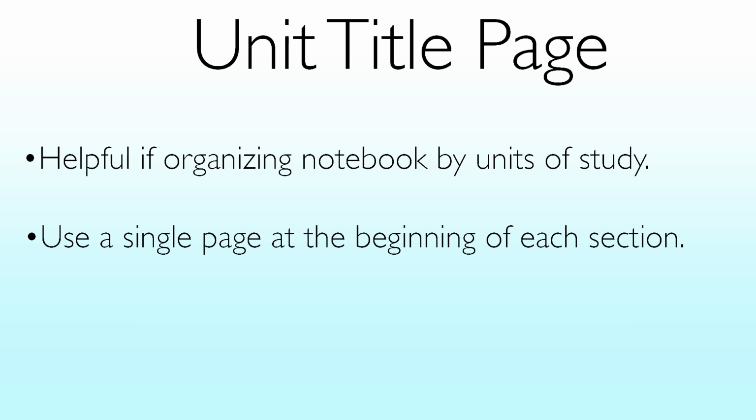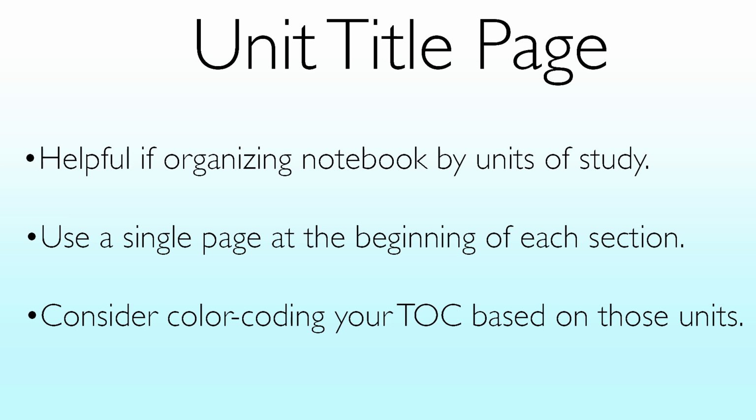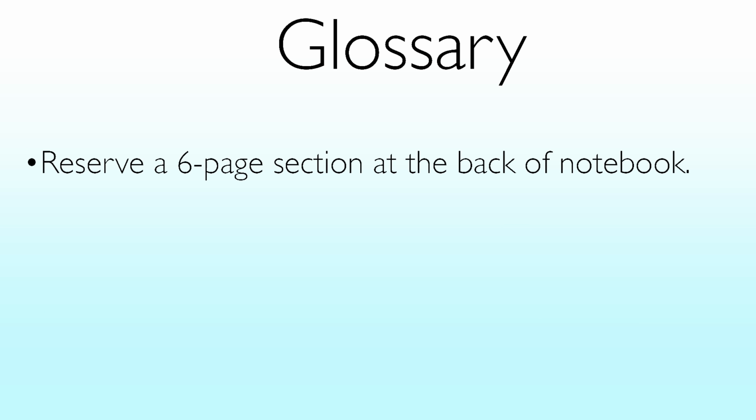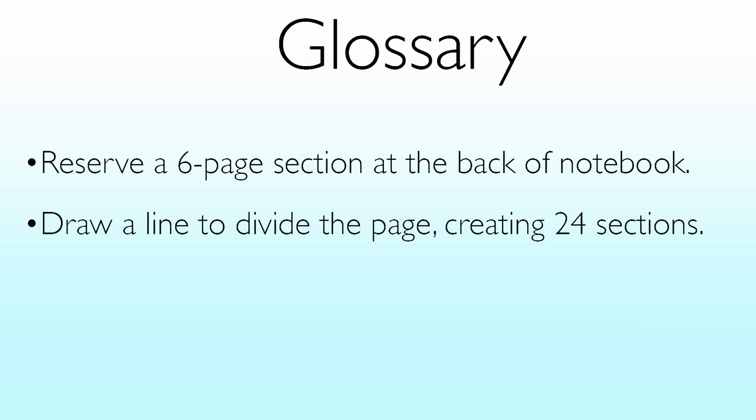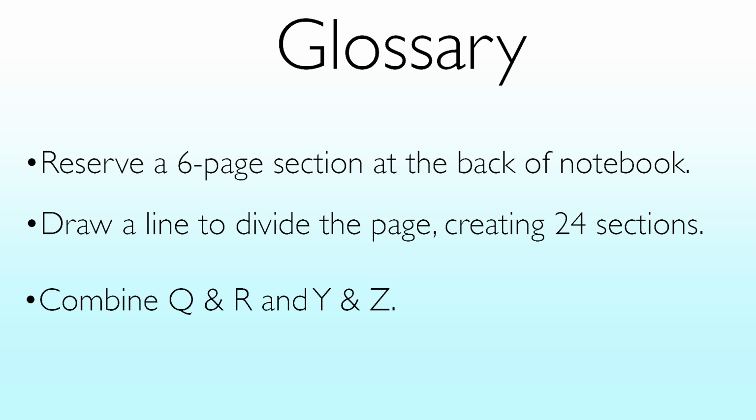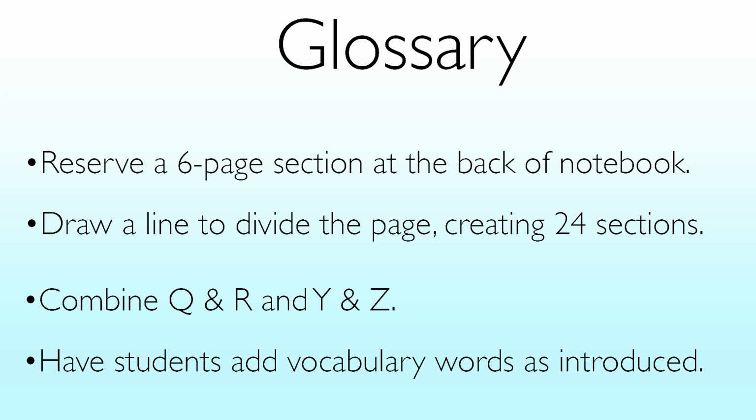Consider using a single page at the beginning of each section to separate it. You can also consider color-coding your table of contents based on those units. It's a good idea to reserve a 6-page section at the back of the notebook where students can create a glossary. Draw a line to split the front and the back of each page into halves, creating 24 sections. Combine Q and R and Y and Z to fit the entire alphabet. Have students add their vocabulary words as they're introduced.